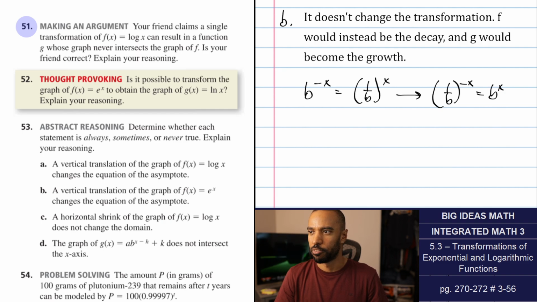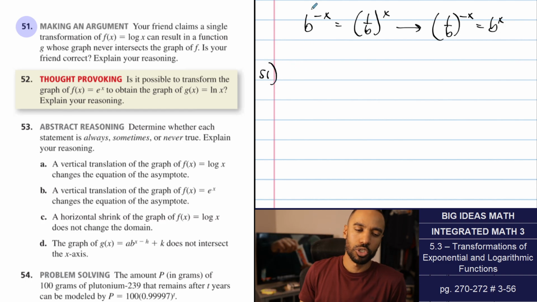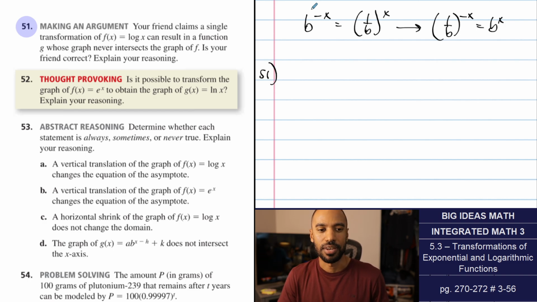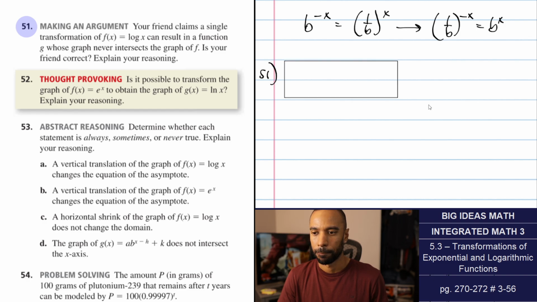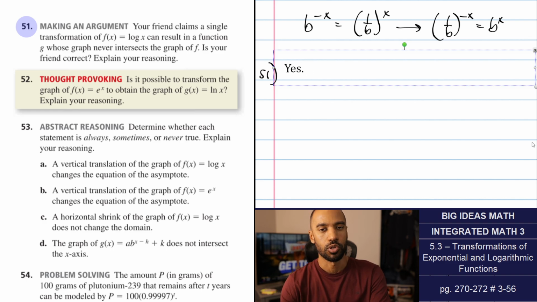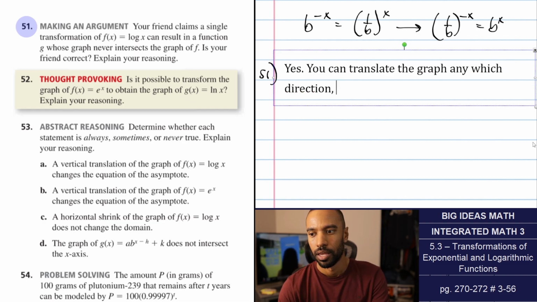Number 51. We're going to 56. Number 51. Making an argument. Your friend claims a single transformation of f of x equals log of x can result in a function g whose graph never intersects the graph of f. Is your friend correct? Explain your reasoning. Of course. Yes, you can. Instead of doing a stretch or compression or reflection, you can translate the graph any which direction, and they will now never intersect.